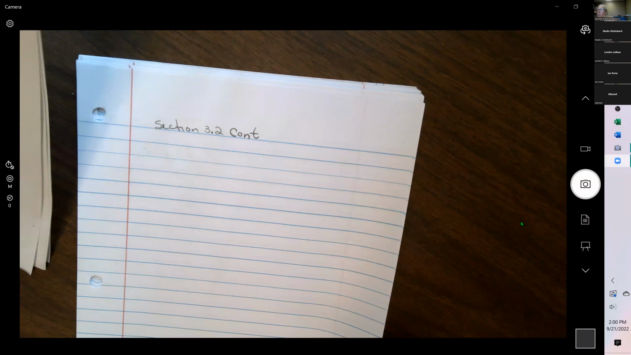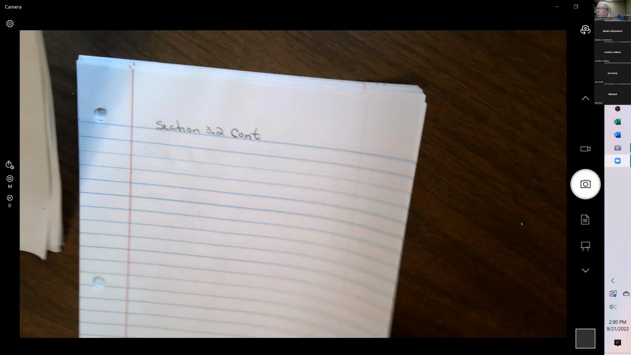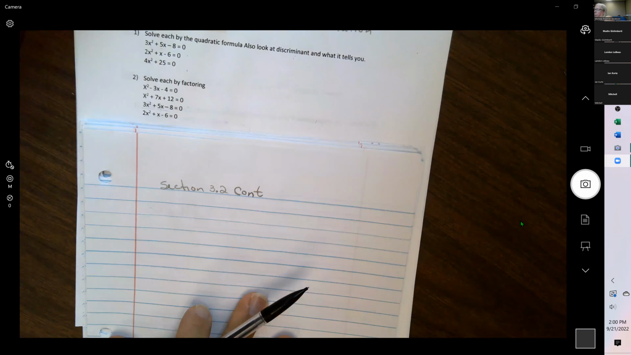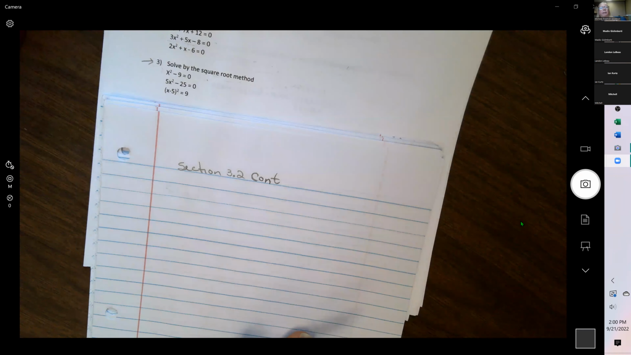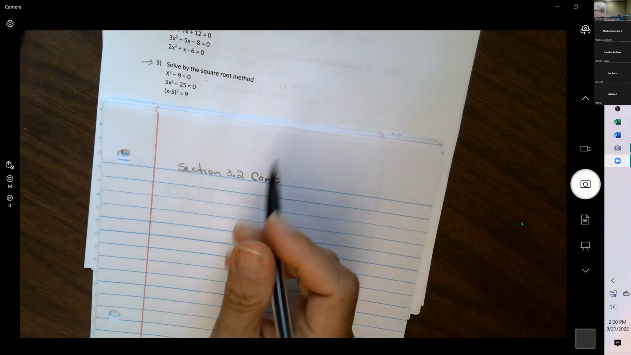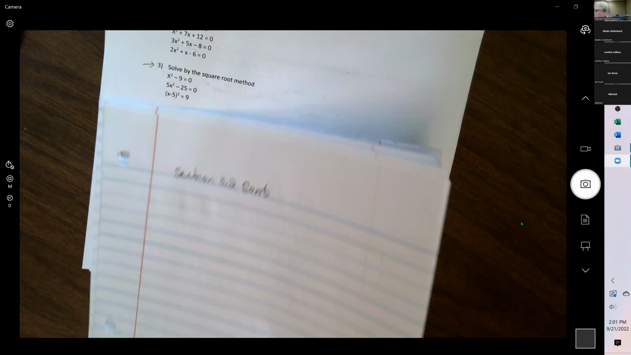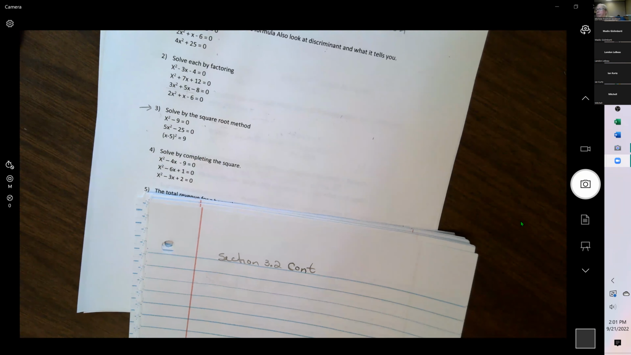We had already covered a few quadratic formulas and factoring. We also did the square root method, but I want to go over one or two. I guess we'll do all three, but we're going to use it in completing the square.